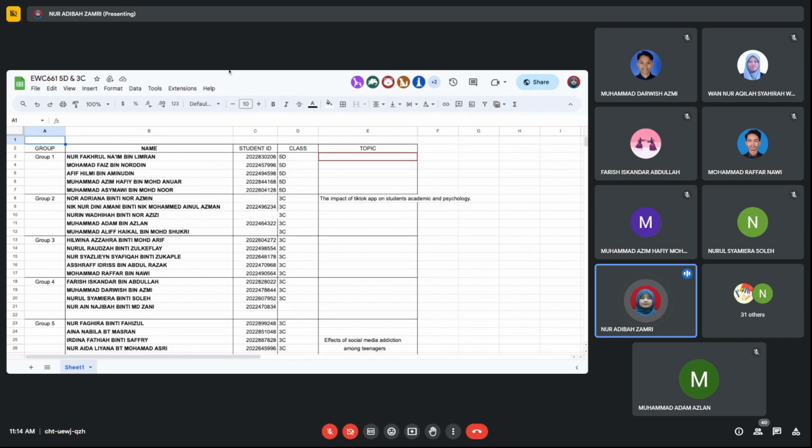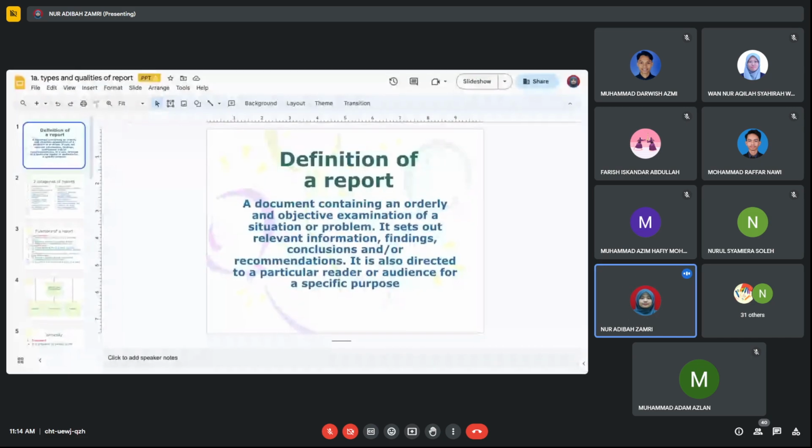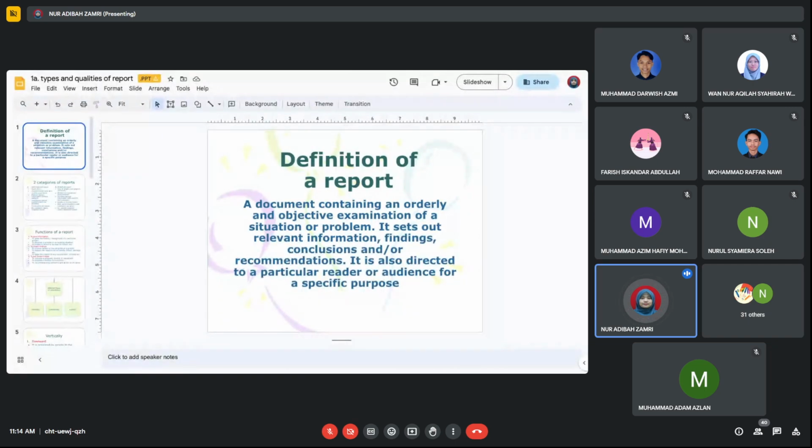Okay, let's look at the first slide, which is definition of a report. So far, we have 40. We are still waiting for a few more students, but I'm not sure whether you are sharing the device or not. I hope a few of you share the device. Alright, let's start. Bismillahirrahmanirrahim.